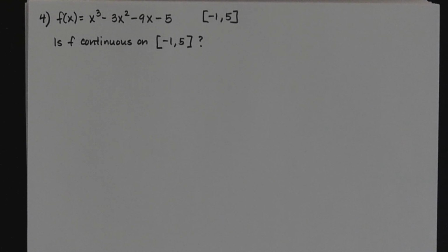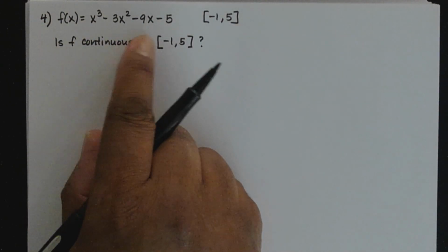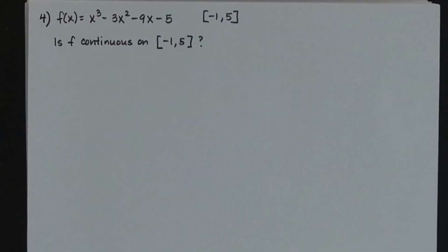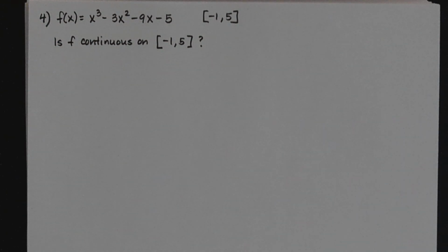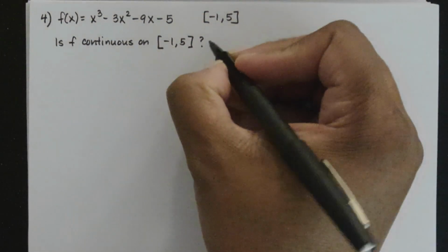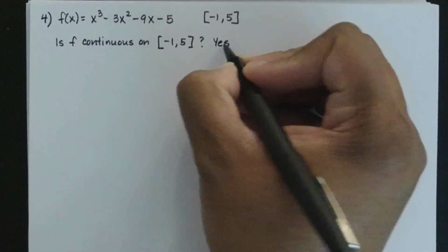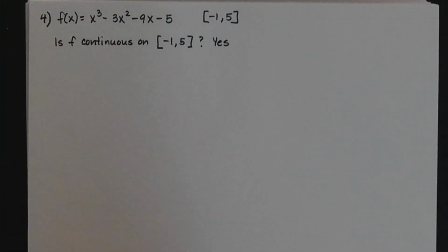By looking at this, this is a polynomial function, and with a polynomial function, there are no restrictions here. That means the function is continuous everywhere, and if it's continuous everywhere, it must be continuous on that closed interval, -1, 5. So we can just answer yes for that.